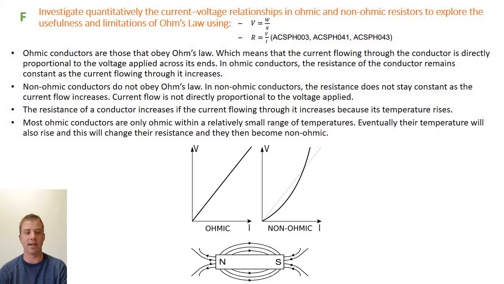The resistance of a conductor increases if the current flowing through it increases because its temperature rises. Most ohmic conductors are only ohmic within a relatively small range of temperatures. Eventually the temperature will rise, and this will change the resistance and then become non-ohmic, and you can see that in my diagrams at the bottom here.